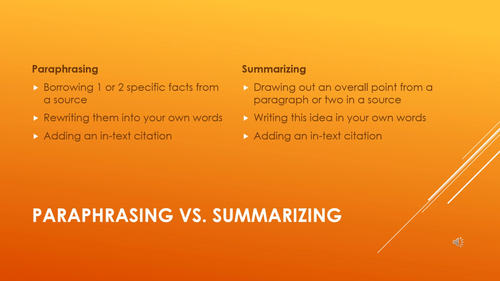If I'm going to summarize information, then I'm drawing out the overall idea. So what is the main idea in a paragraph, or maybe two or three paragraphs in one of the sources that I'm going to use? What is that main idea that source is communicating in that larger section? And then I'm going to write that in my own words, and again, add the in-text citation.